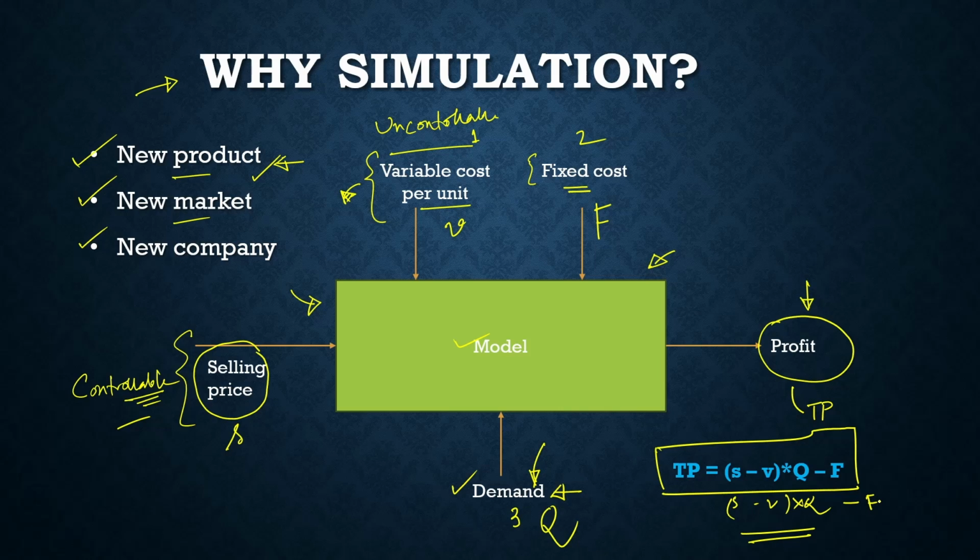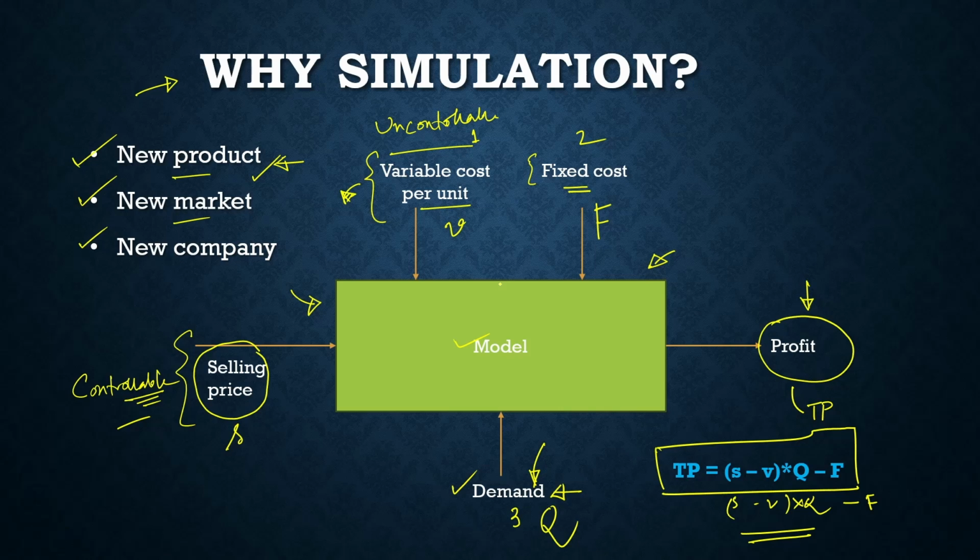You must have read these things in your break-even analysis courses, or if not, you can very easily understand that if you subtract the variable unit cost from the selling price, that gives you the unit contribution margin, and multiply that with the volume or the demand to get the total contribution, and then subtract the fixed cost from it to get the total profit. So that's it. So this is the model.